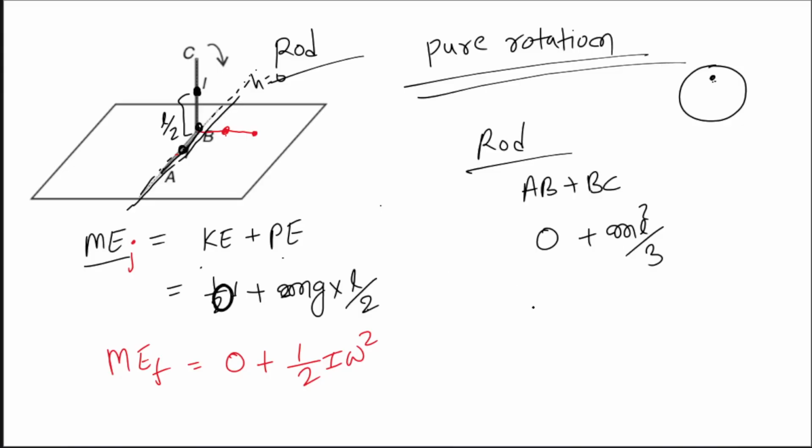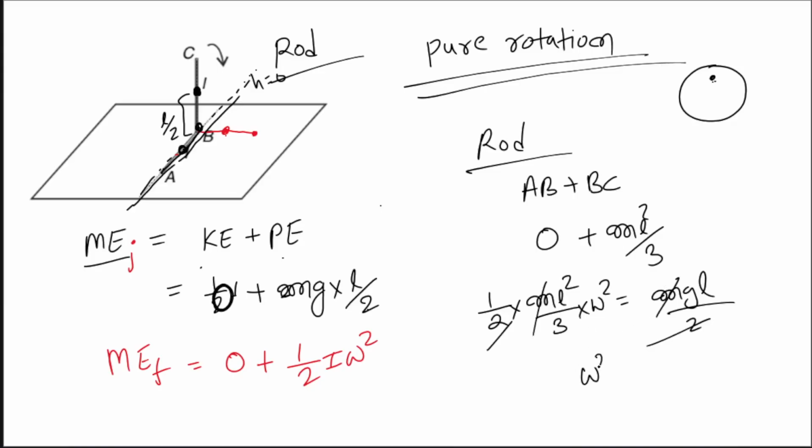ठीक है, so this is your moment of inertia. अब आप यहाँ पे लिख डालो half into m l square by 3 into omega square, and this is going to be equal to mgl by 2. 2 will get cancelled, m you will write here, and omega square को आप क्या लिखोगे, you will be writing as 3g by l, root under, this will be omega. Okay, so this is omega.